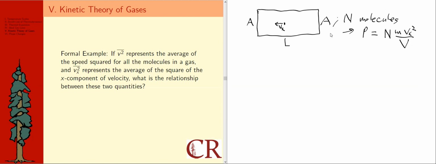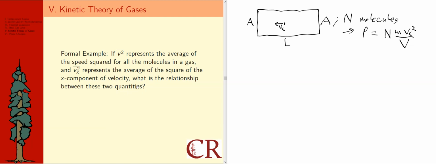what I'd like to do is eventually be able to generalize to n molecules that are not all moving back and forth horizontally, but actually have random velocity vectors. And so this formal example we're going to look at here is going to give us some ideas for how to do that, because it says if v squared bar represents the average of the speed squared for all the molecules in a gas, and v sub x squared bar represents the average of the square of the x component of velocity, what is the relationship between these two quantities?